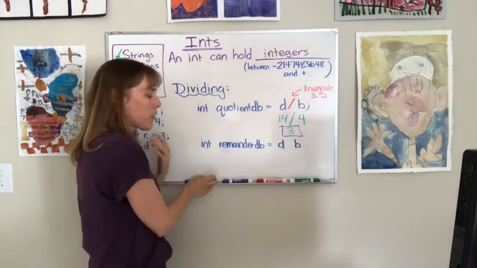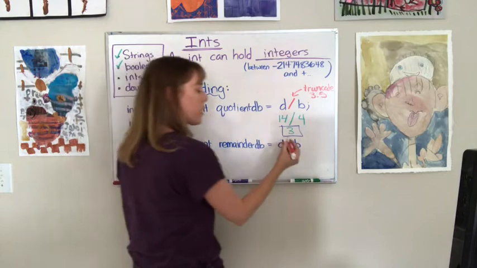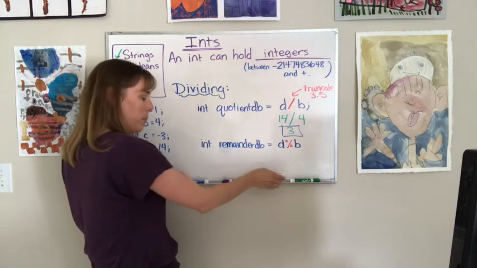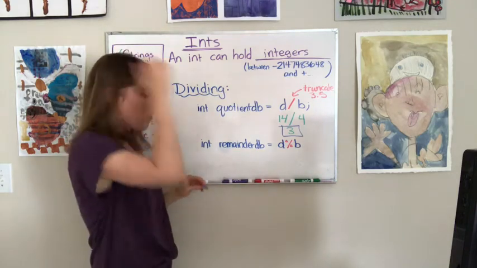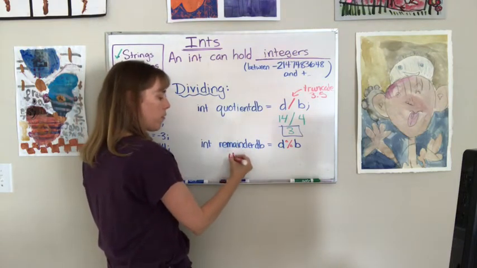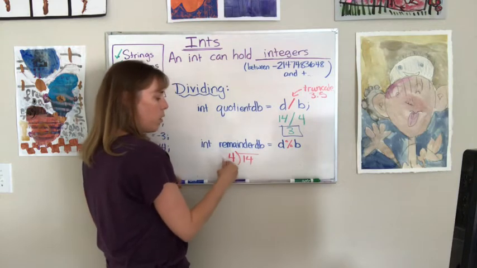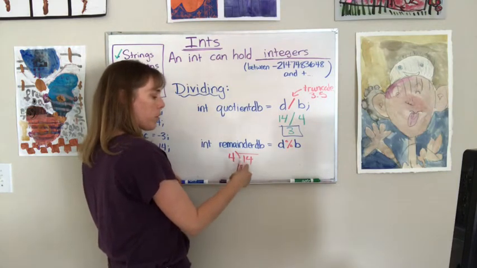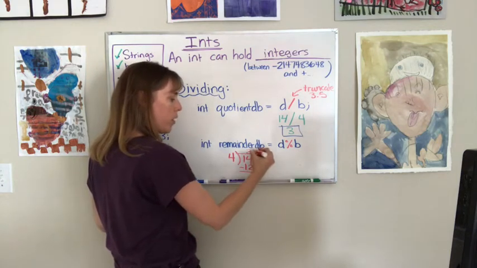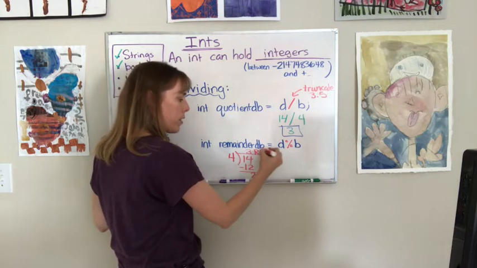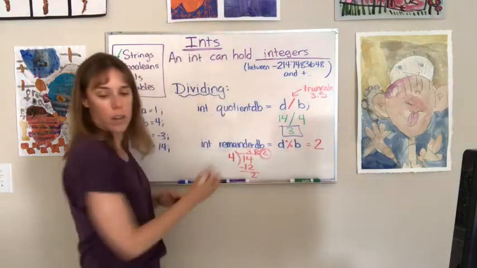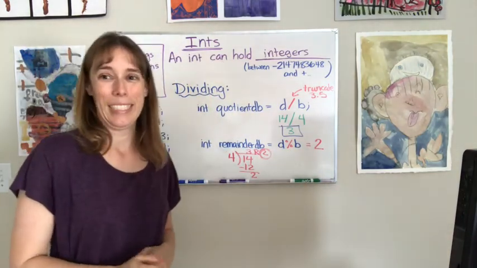Now, if you wanted that extra piece, you could get it. You would do this thing called mod. D mod B will essentially do what you'd do in long division. So I'm dividing 4 into 14. 4 goes into 1, 0 times. 4 goes into 14 3 times, 12, subtract, 2, remainder 2. This piece right here is what you get from modulo. That's kind of weird.